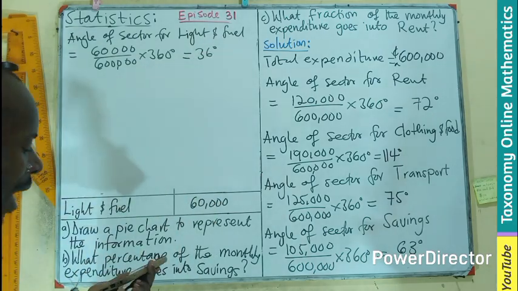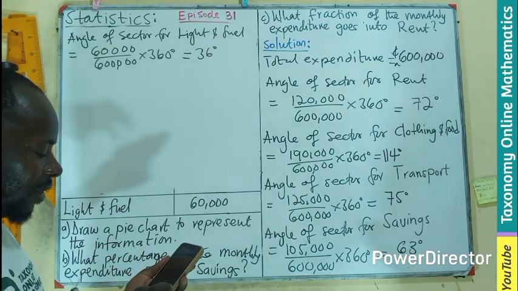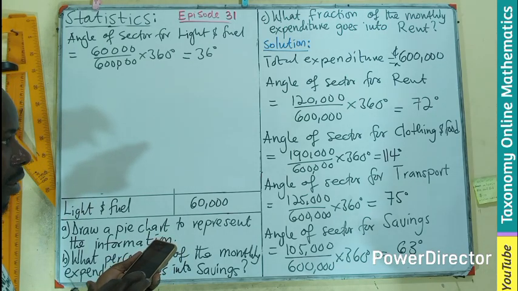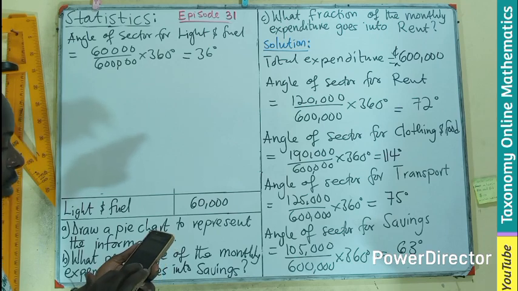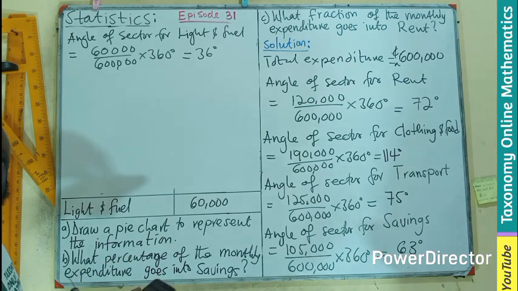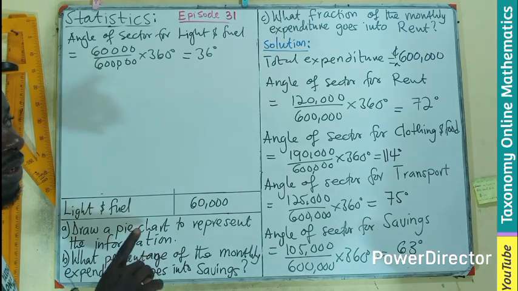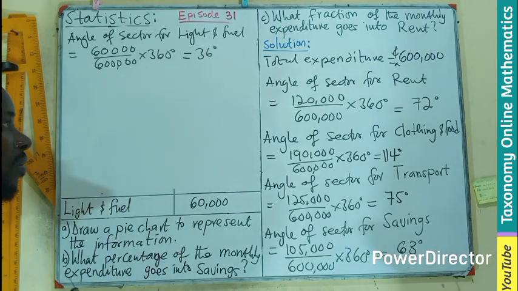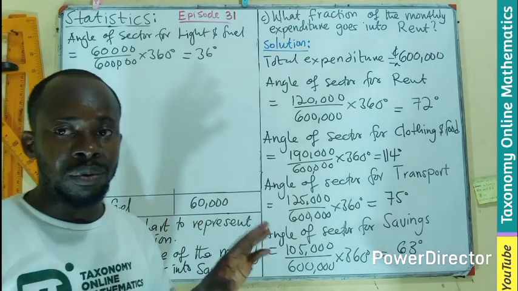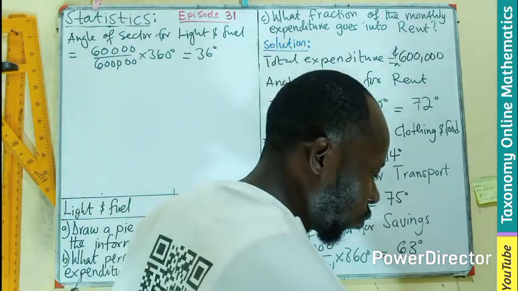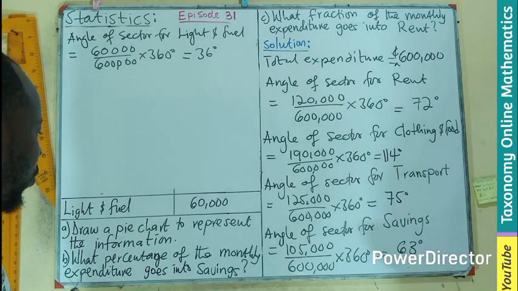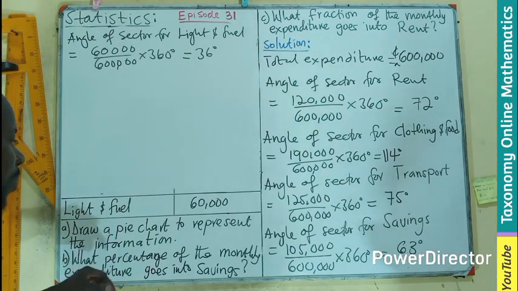For you to be sure, you add all the angles that you get. So 36 plus 63 plus 75 plus 114 plus 72, and that is exactly 360. So that means our calculations are all correct. That's the second step to take. The third step is to draw your circle, that is, draw the pie chart.